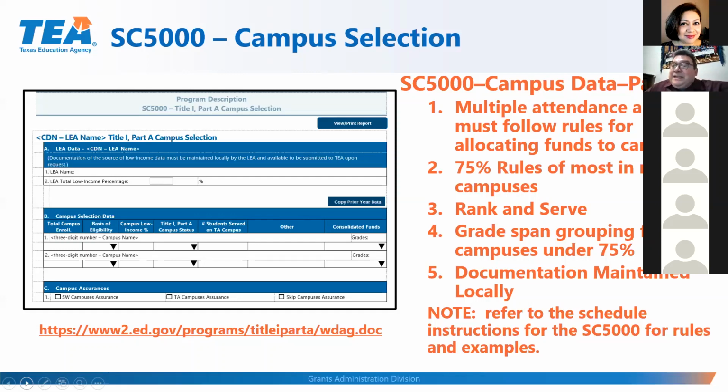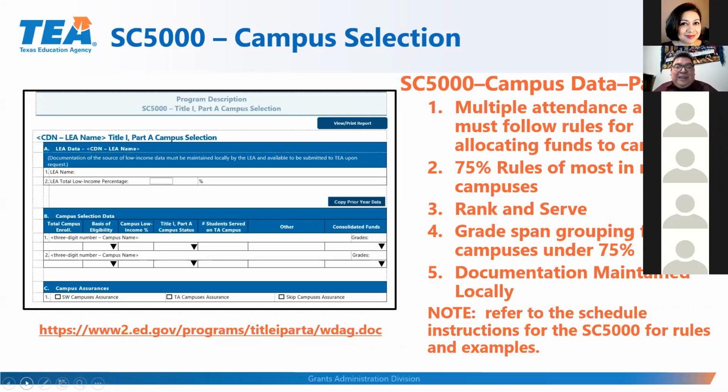For a multiple attendance area, the 75% low income percentage of the campuses most in need should be served in rank and serve order. Then once you've served those, you can do campuses either in grade span grouping or continue in rank and serve. All that documentation on how you're allocating those funds is kept locally.